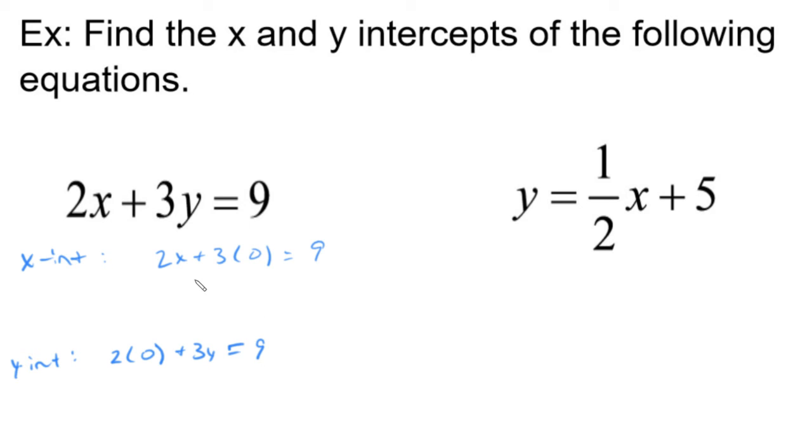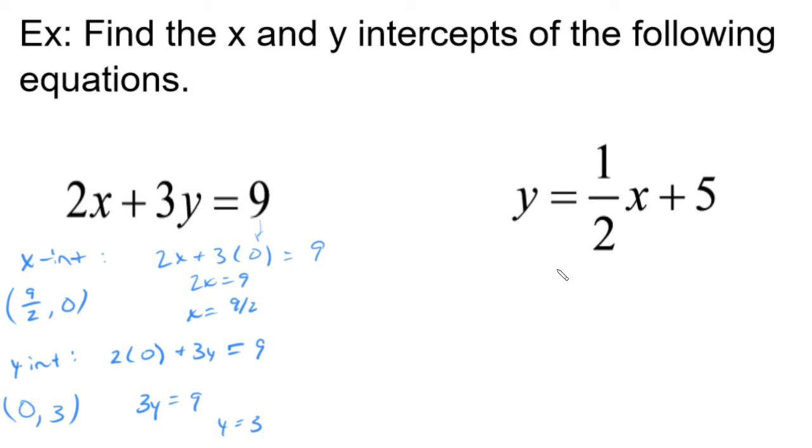Solving these, you'd get 2x equals 9, and so x equals 9 over 2. Here you get 3y equals 9, and so y equals 3. And this is the x value of the x-intercept, and this is the y value of the y-intercept. So remember, all x-intercepts have y values of 0. You plugged in 0. So the actual intercept is 9/2 comma 0. And then on the y-intercept, you plugged in 0 for x. So you get 0 for x, comma 3. Those are your intercepts.